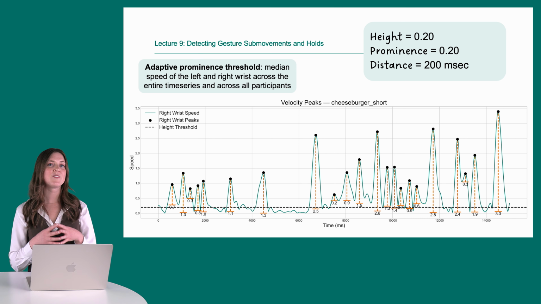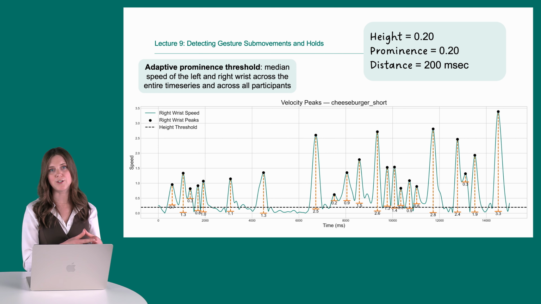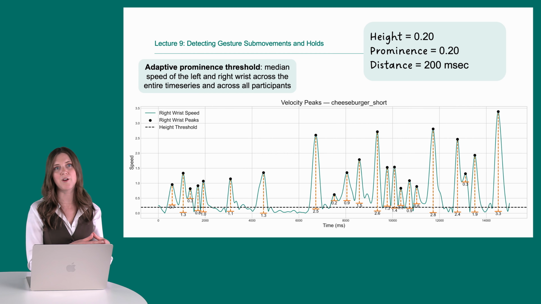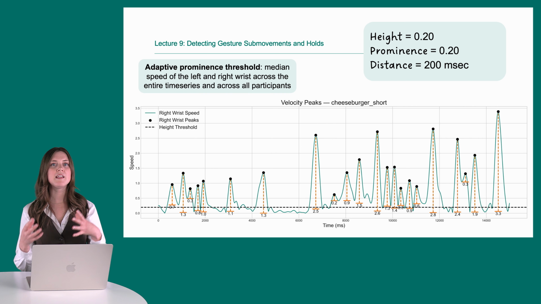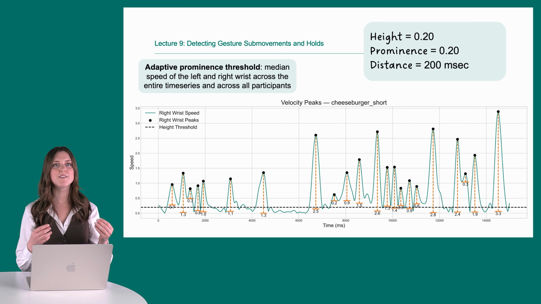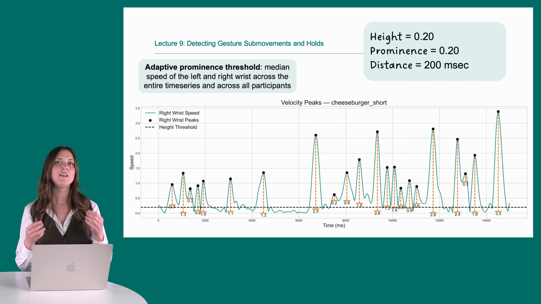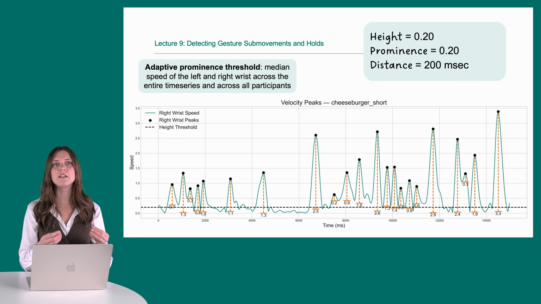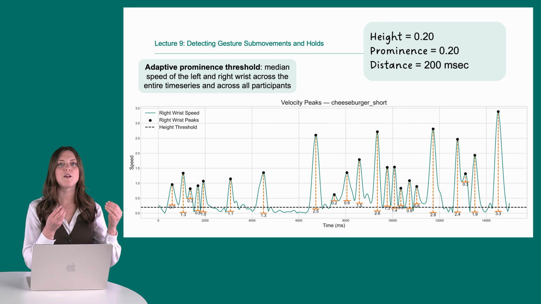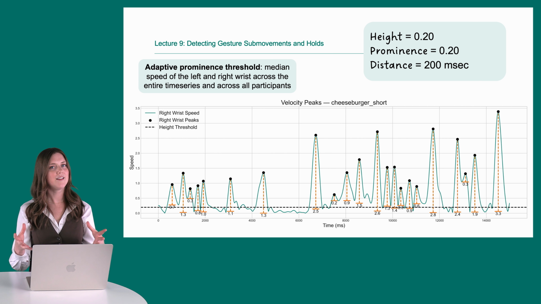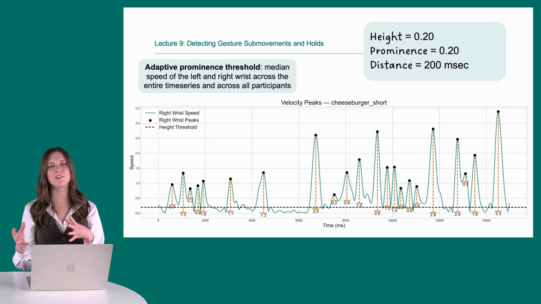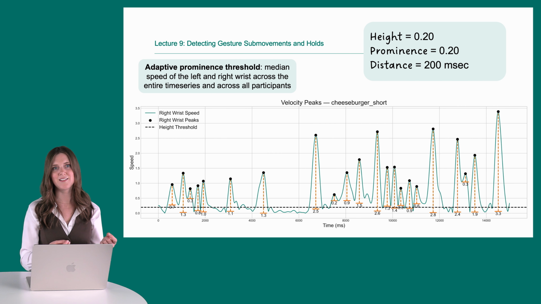We're actually going to use the exact same adaptive threshold for our prominence parameter. So taking the median speed of the left and right wrists across the entire data set. This means that relative to its surrounding valleys, a gesture submovement peak must stand out by at least the median speed magnitude. Again, in our data set, this is 0.2 units per second.